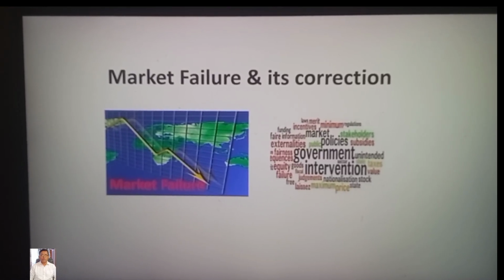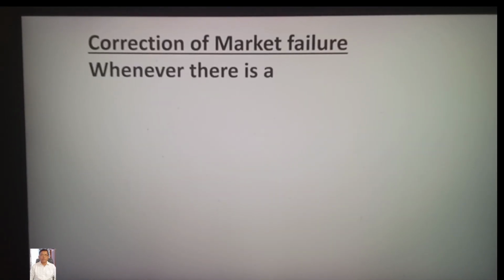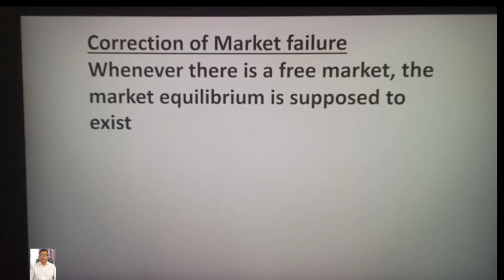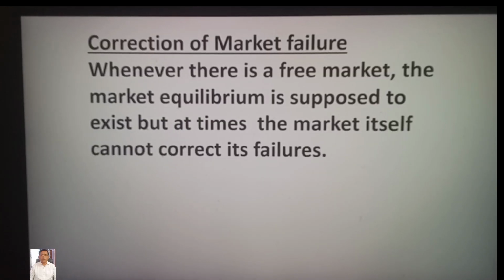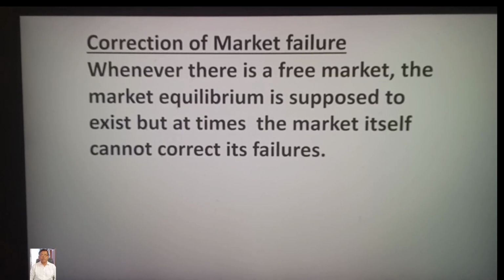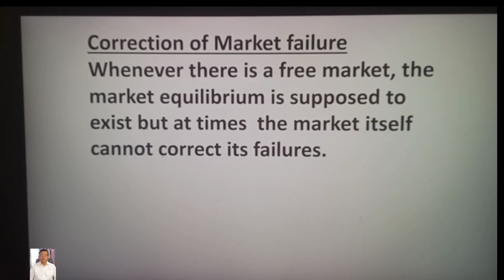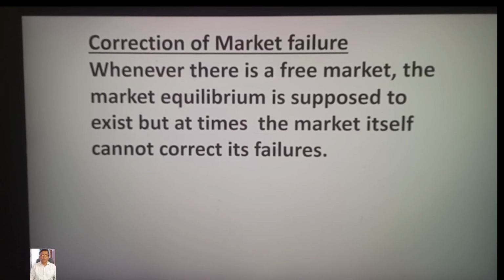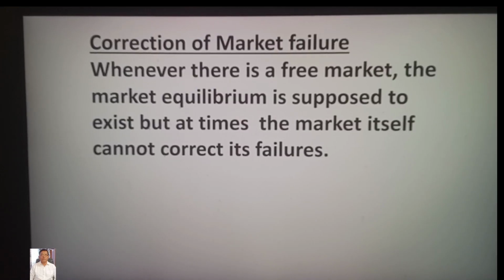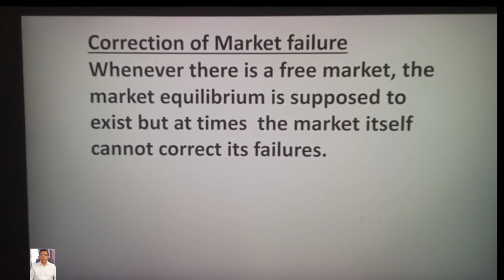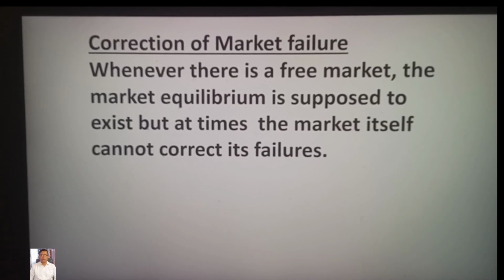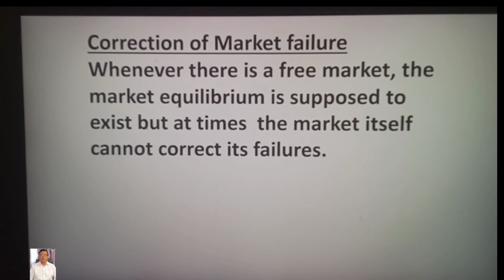We will discuss market failure and its corrections. Correction of market failure. Whenever there is a free market, the market equilibrium is supposed to exist, but at times the market itself cannot correct its failures. Then the government interferes in the free market operations to correct the market failure.